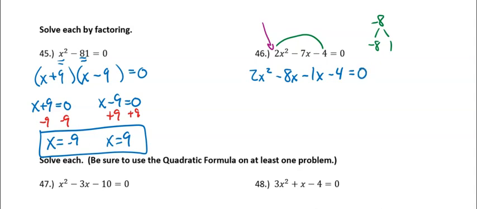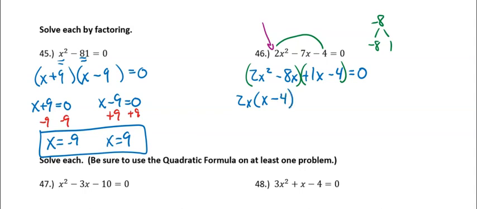And now I have to factor by grouping. I replace that minus 7x with a minus 8x and a plus 1x. And now I factor by grouping. I group the first 2 together. I group the second 2 together. Out of the first group, I can factor out a 2x. That leaves me with an x and a minus 4.